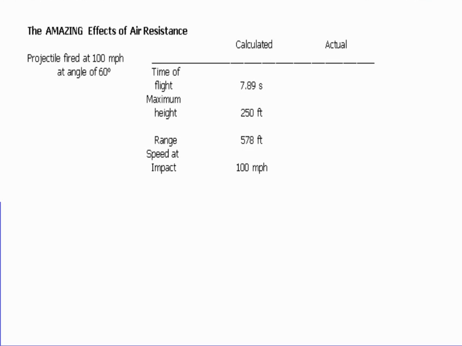But here we have some actual numbers. These are for a projectile fired at 100 miles per hour at an angle of 60 degrees. So if this is the ground, we're talking about an angle something like this and 100 miles per hour. So the calculated time of flight is 7.89 seconds. The actual measurement is 6.55 seconds. It's the air resistance.